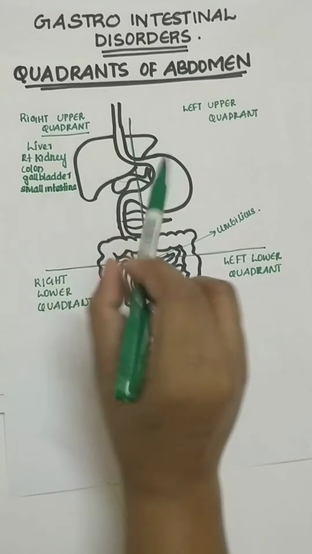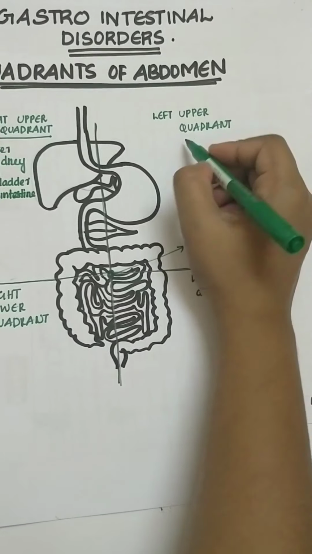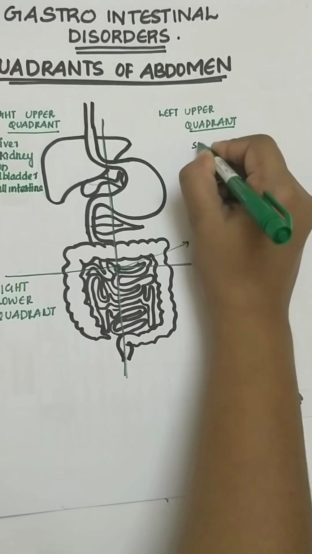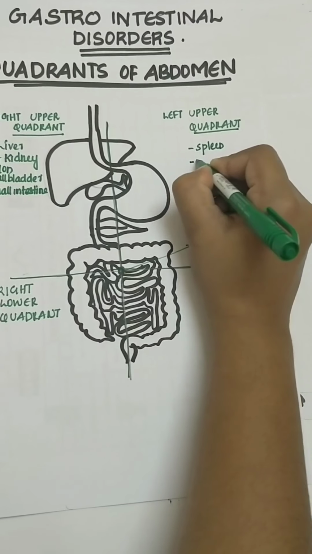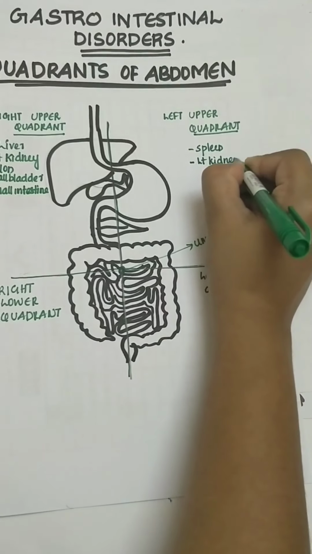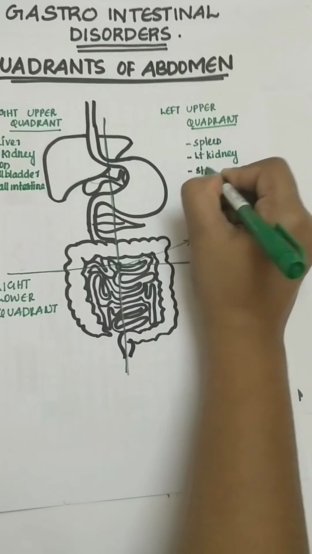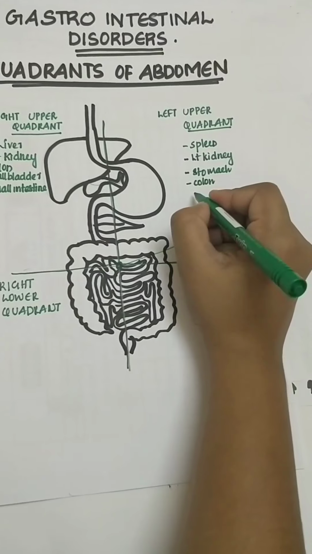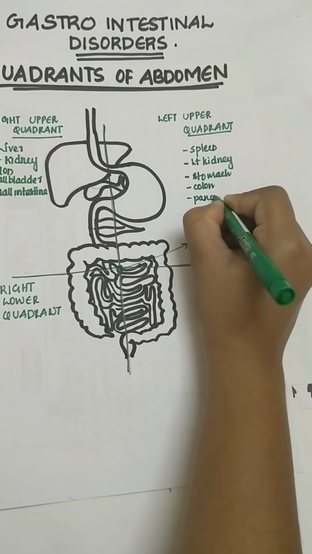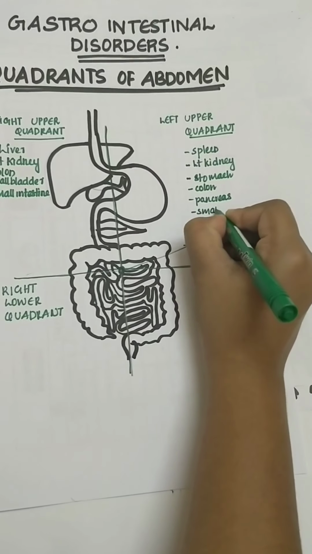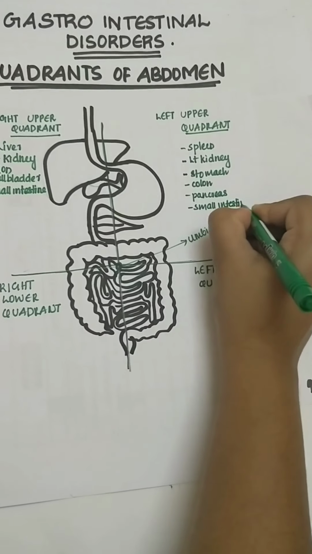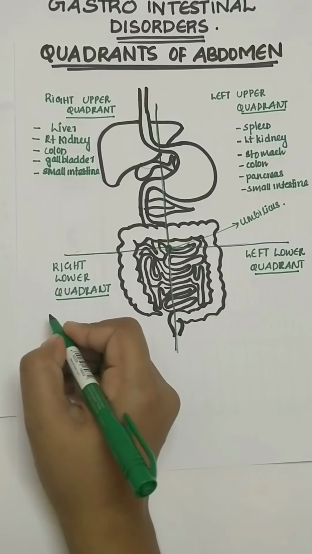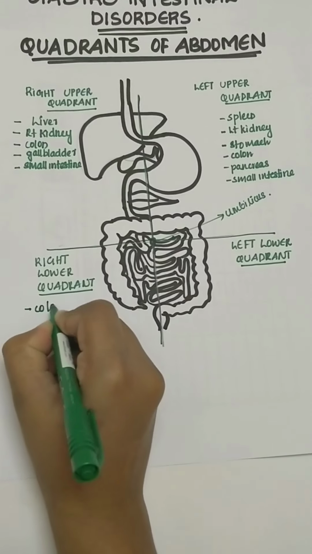Next, moving on to the left upper quadrant. It consists of the spleen, left kidney, stomach, colon, pancreas and the small intestine. It is very important to remember what is inside the quadrants. And next we will move on to the right lower quadrant.